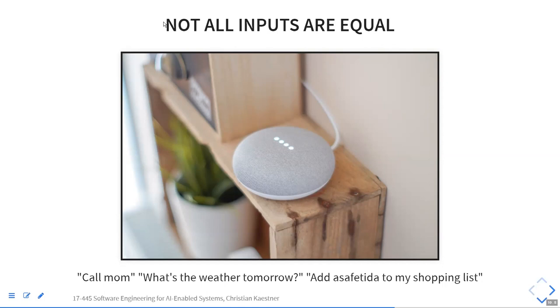Similarly, on Google Assistant, something like what's the weather tomorrow is one of the most frequent sentences that people are using. And that's, again, a thing that you don't want to break. Whereas adding some obscure ingredients to your shopping list may be less important. So what you can think about here is averaging over all possible inputs or all representative inputs gives you some average accuracy, but it doesn't necessarily reflect that some of those inputs are more important or less. I mean, if it's representative, call mom will be much more common in your test set, right? And better accuracy on that will reflect better accuracy in general.